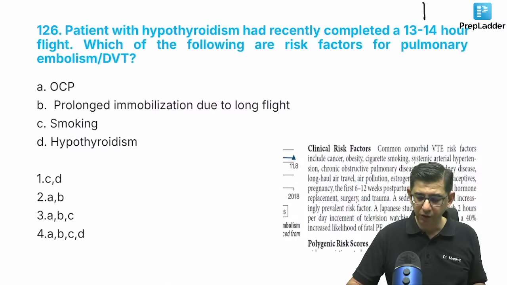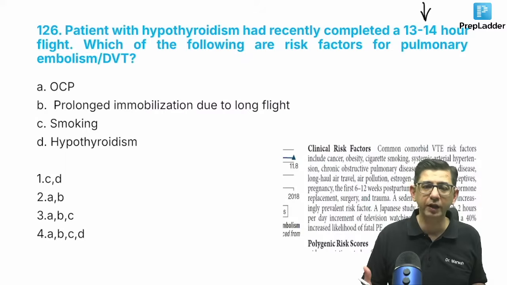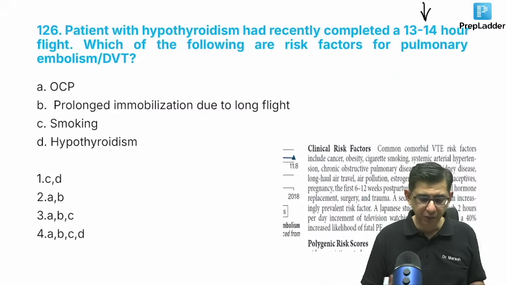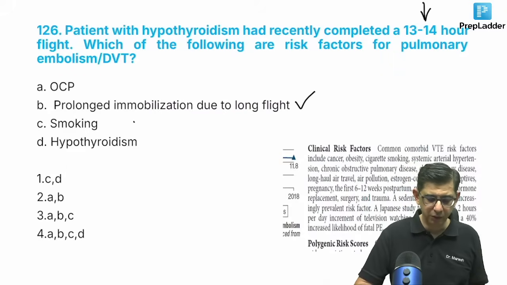Then there is that guy on a long distance flight. Whenever I describe pulmonary embolism, I give 2 examples, Serena Williams and a long distance flight. Same case described here: long immobilization, smoking, OCP are all risk factors, but hypothyroidism is not.